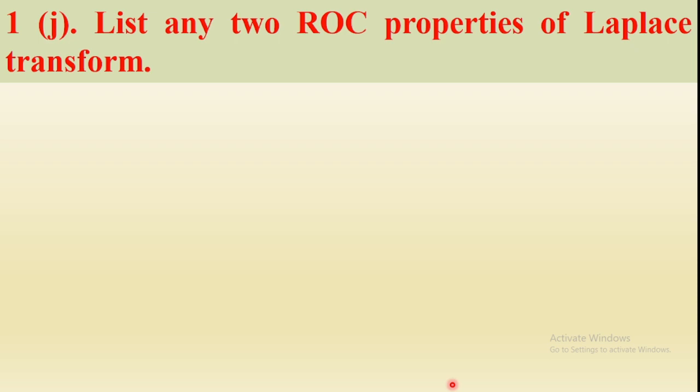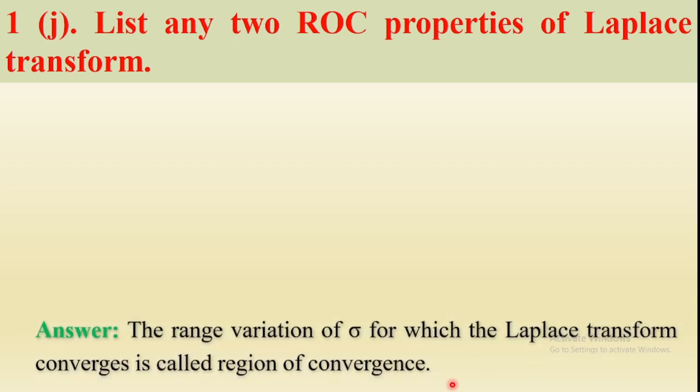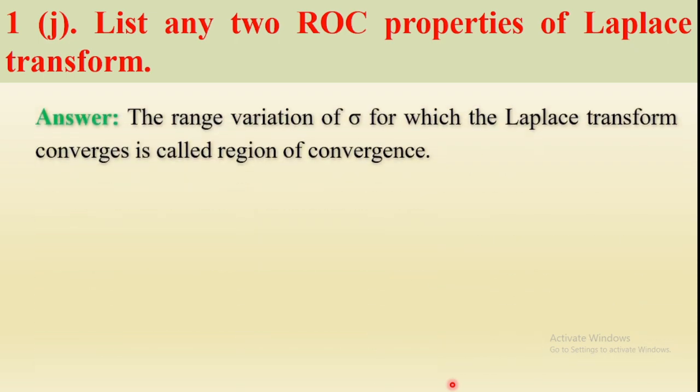And the next short answer question is: list any two ROC properties of the Laplace transform. ROC means region of convergence. The range of variation of sigma for which the Laplace transform converges is called the region of convergence.